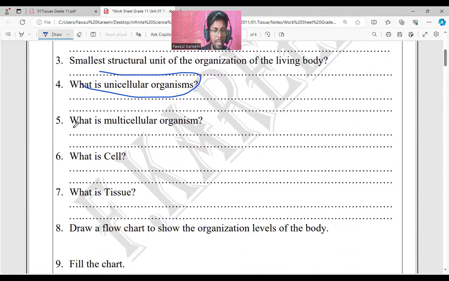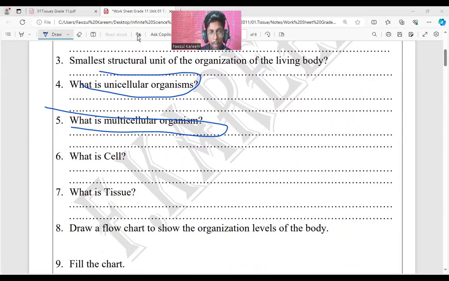Then what is a multicellular organism? Multicellular organism means the organism which is made up of two or more cells. Even if there are two cells, it is multicellular. I am also multicellular because my body is made up of a large number of cells. If you take a cat, the body of the cat is made up of many cells. If you take a dog, the dog is made up of many cells. So multicellular means the organism made up of two or more cells, not one cell. If there is only one cell, I will call that organism a unicellular organism. Is it clear about unicellular and multicellular?